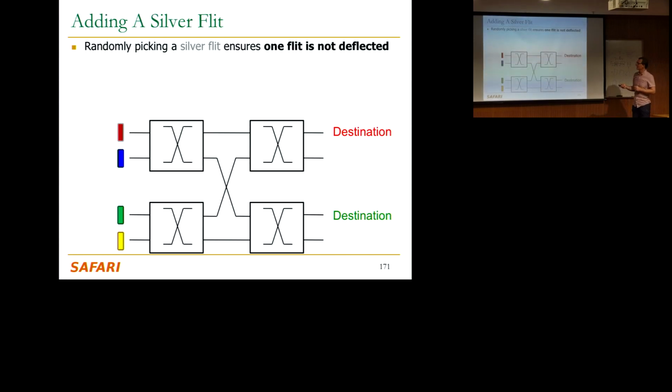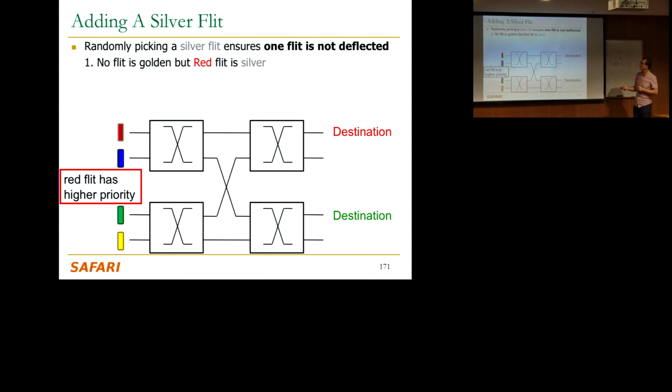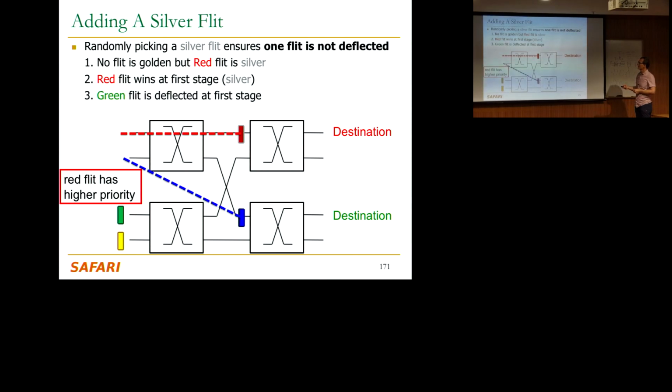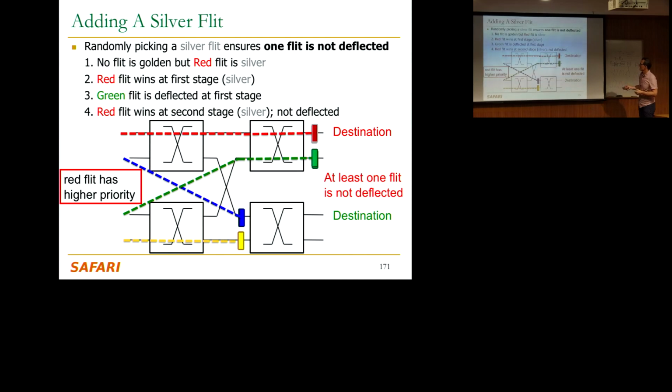So basically, if you add a silver flit, at the beginning, you randomly pick one and say, red flit is the silver. No flit is golden. Red flit is silver. Okay. So basically, no flit is golden, but red flit is silver. Red flit wins at the first stage because it is higher priority. And then green flit is deflected for whatever reason. And then red flit wins in the second stage. At least one flit is not deflected in this case, as you can see, right?